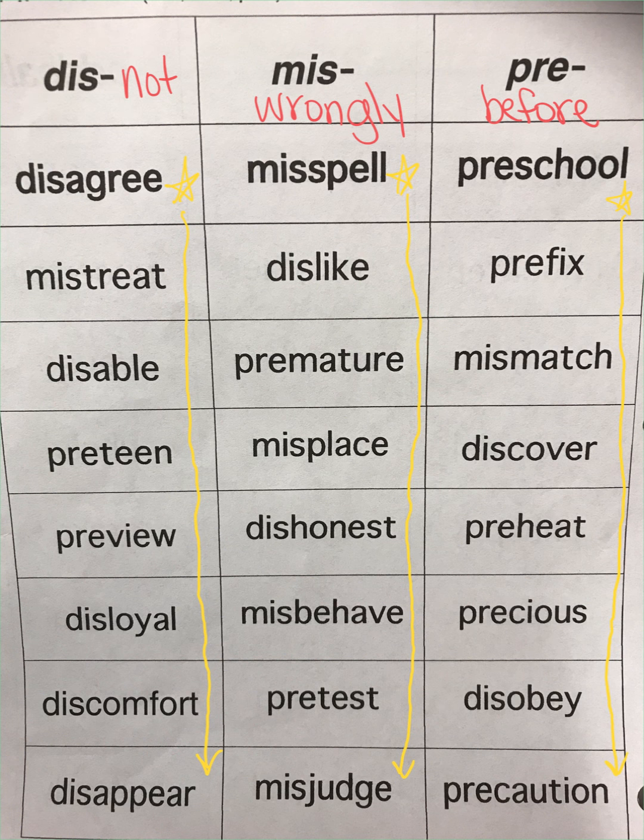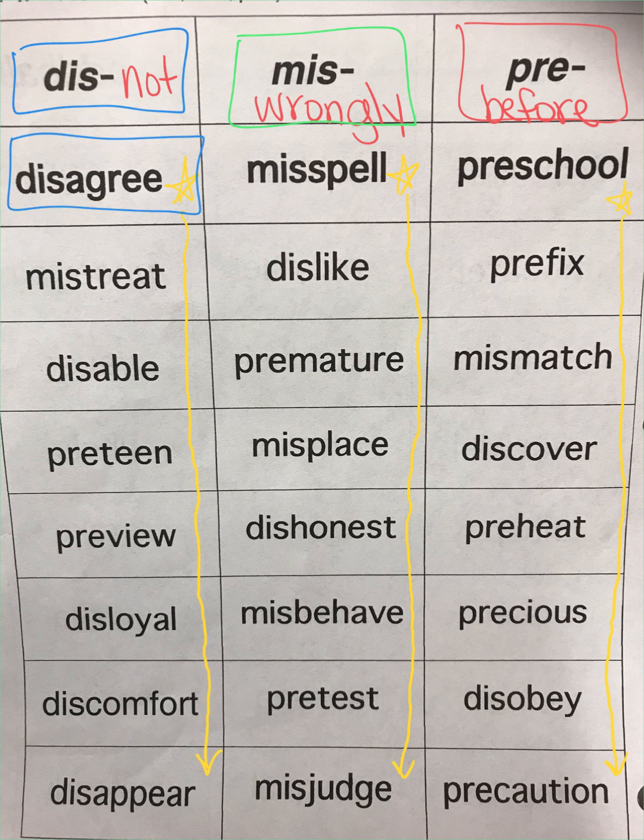So your sort will be fairly easy this week because you will clearly see the different prefixes for each of your words. But really understanding the meaning of those words will be the challenge. So let's look at the prefix dis. We have your base word, which is agree. So agree is the base word. We're adding the prefix. So this means to not agree or opposite of agreeing.